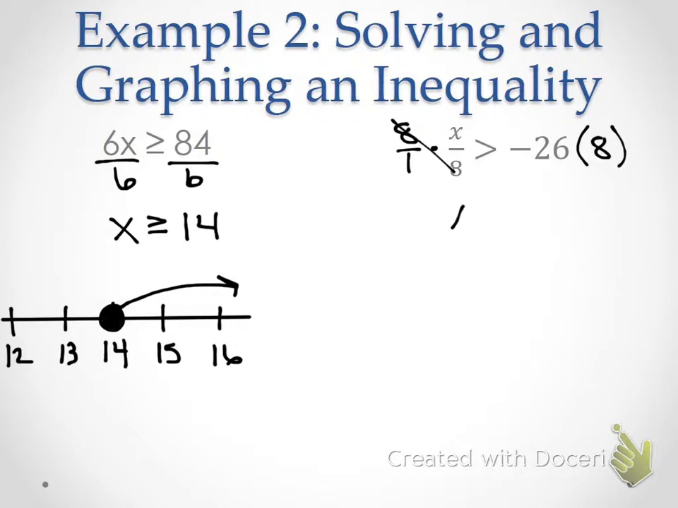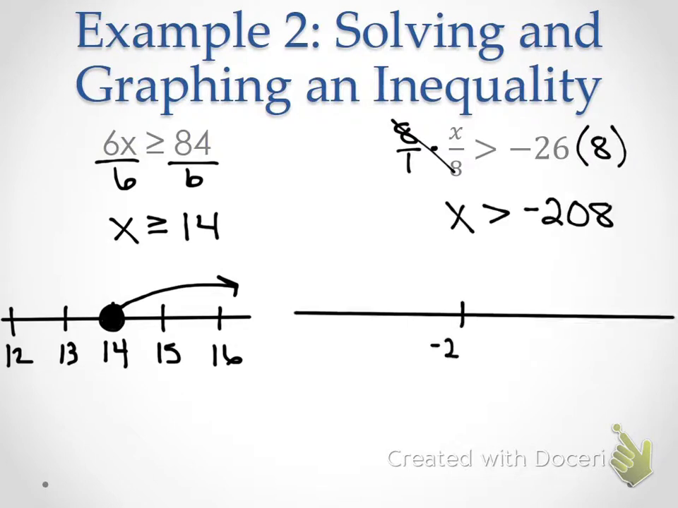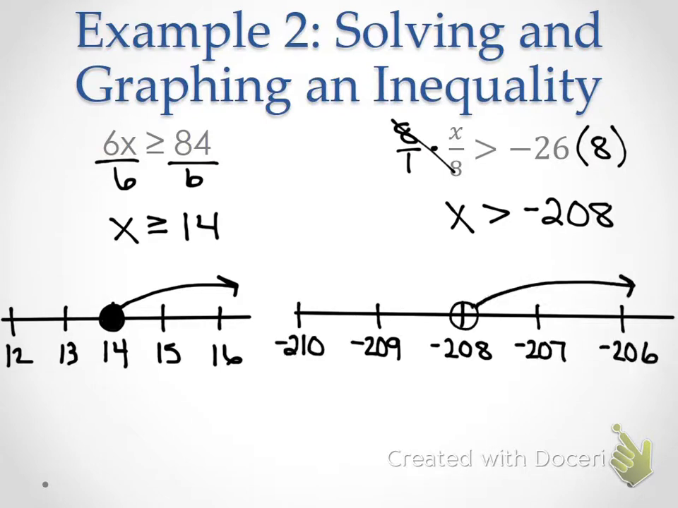Multiply by 8. Now it's going to be a really big number. That's no big deal. That's fine. What number goes directly to the left of negative 208? 209. The farther I go to the negative, guys. Open dot and arrow going right.